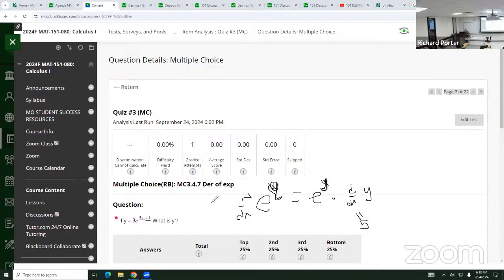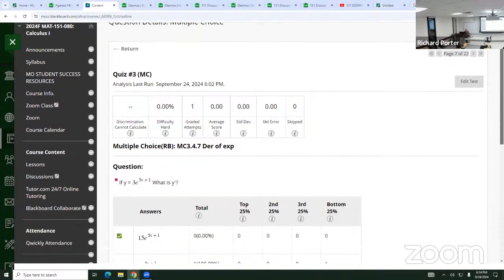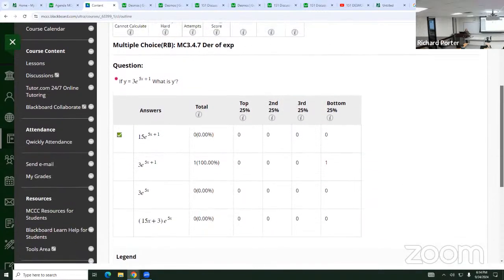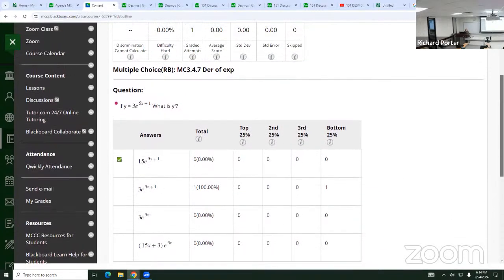The 3 still, if there's a 3 there, it doesn't really matter. It's out front. So now you have 3e to the 5x plus 1 times 5. So now you can take the 3 times the 5 and make it 15, like Eric just said. Any questions on that? Okay, that's what it says. So there's 15e to the 5x plus 1.